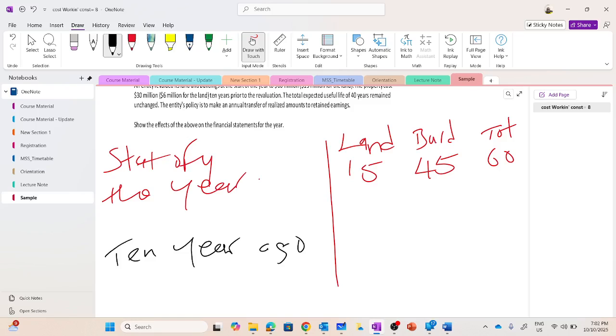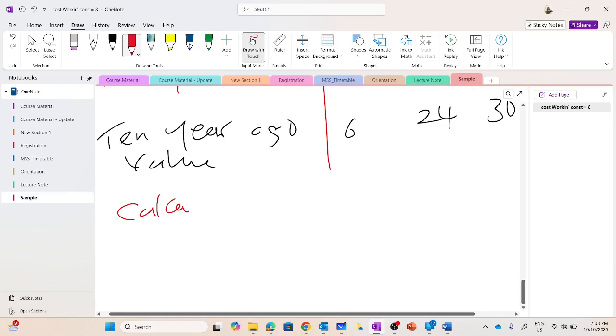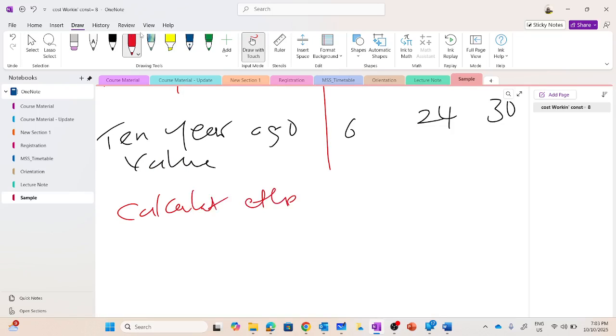We need to calculate the carrying value of the asset as of now before the revaluation. So now we need to calculate the carrying value before revaluation. Sure, we are not going to depreciate the land. So depreciation is only for the building.